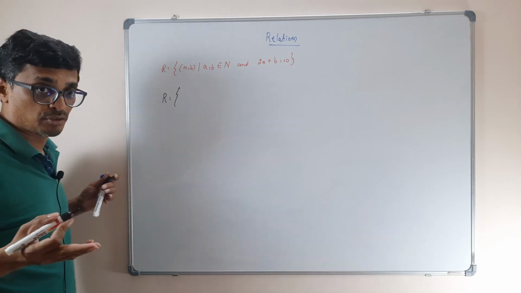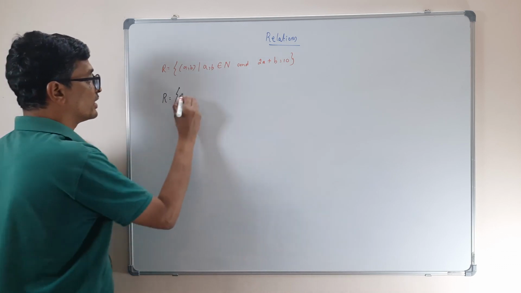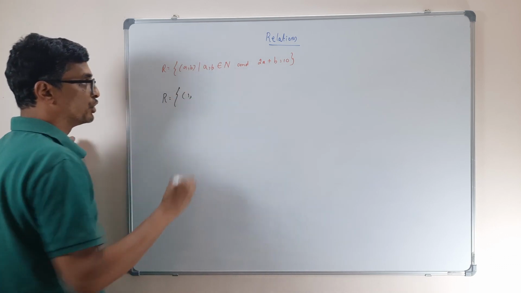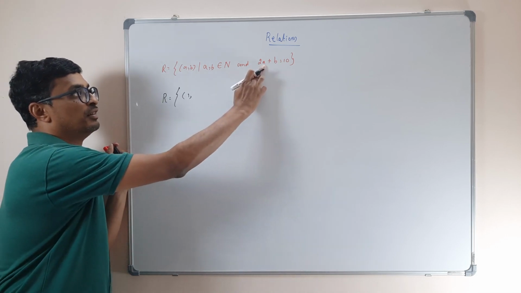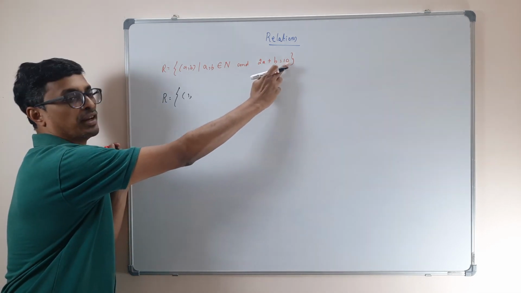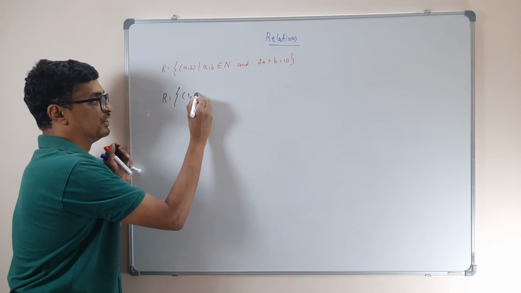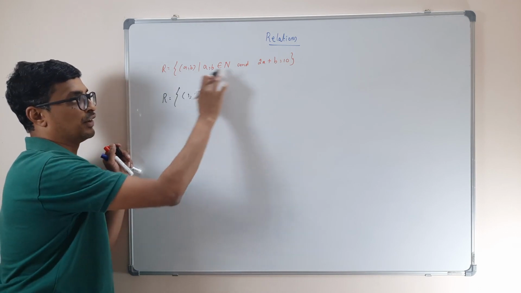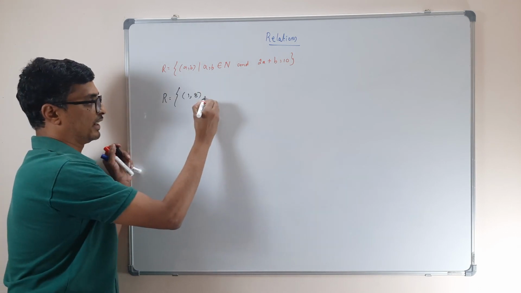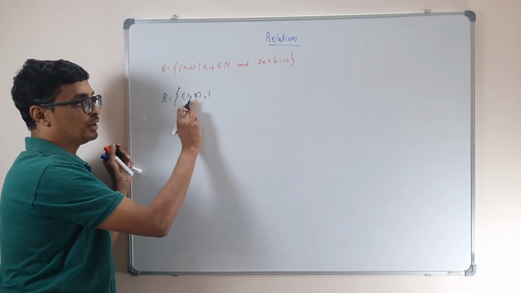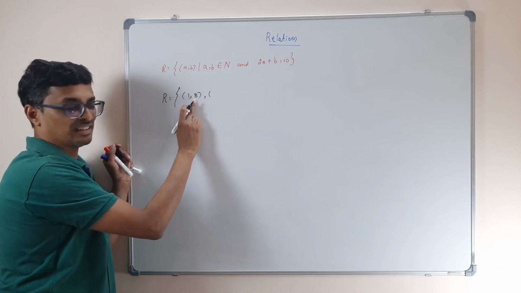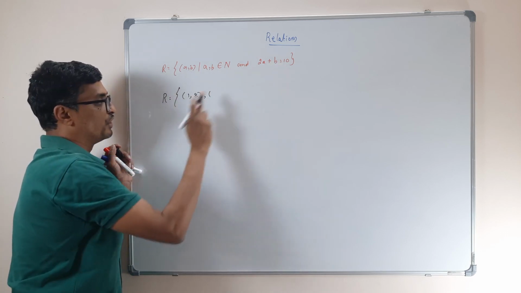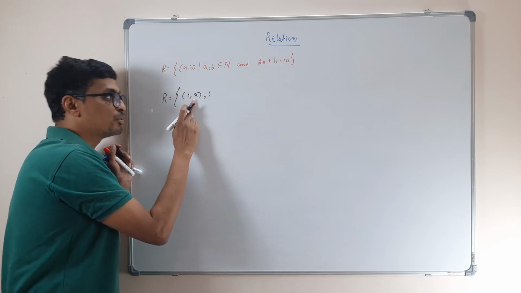It's a natural number, so let us start with 1. Let us take A equal to 1. Then what should B be? B has to be 10 minus 2, so it has to be 8. So this is one pair which is going to satisfy this relation. No other B will satisfy. It has to be 8 only, then only you will get 10. So if A is 1, then B has to be 8.